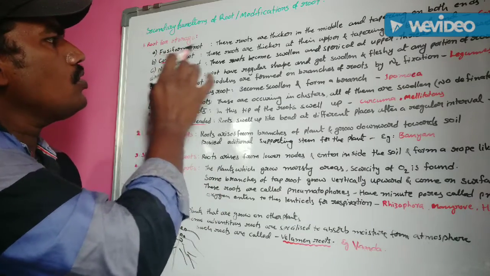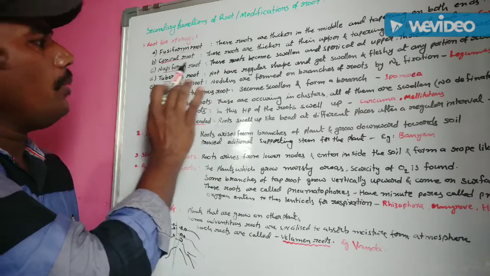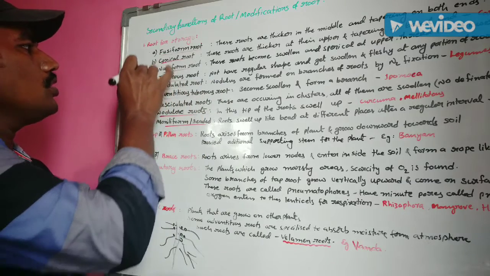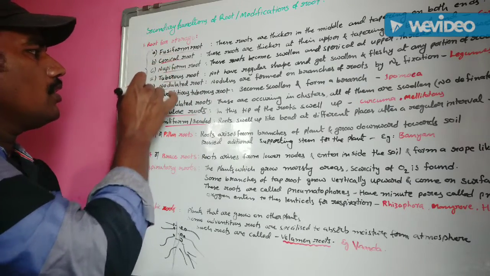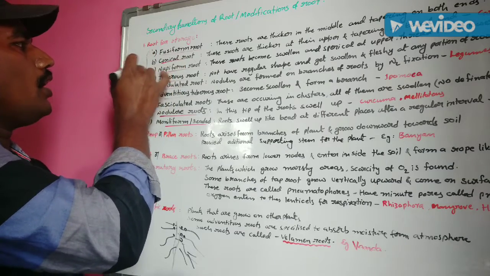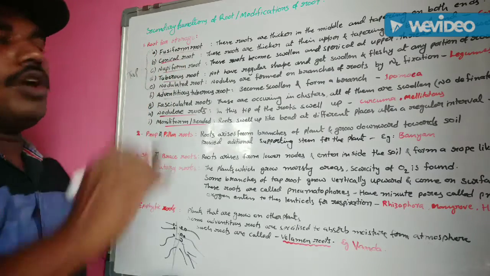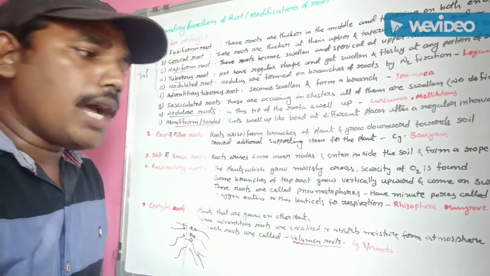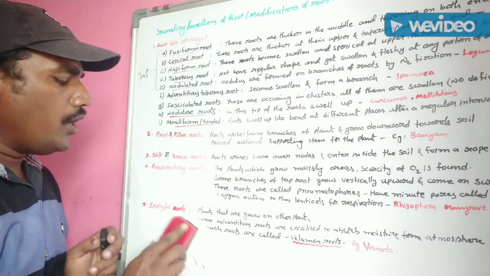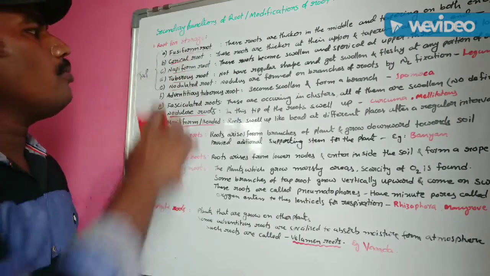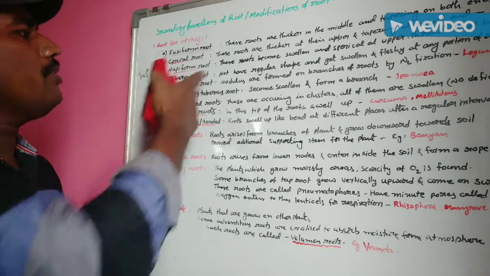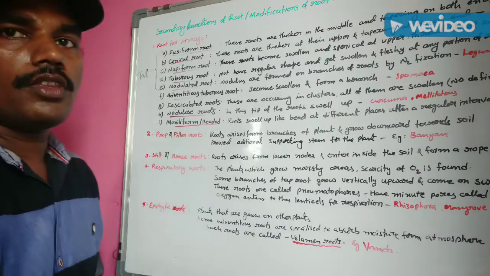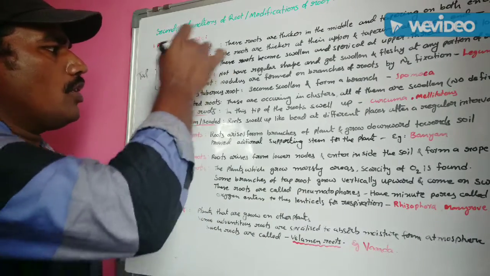These are the fusiform root, conical root, napiform root, tuberous root and nodular roots. These five are taproot modifications. You already discussed taproot. The taproots are mainly modified to form fusiform root, conical root, napiform root, tuberous root and nodulated roots. Okay, these are taproot modifications.